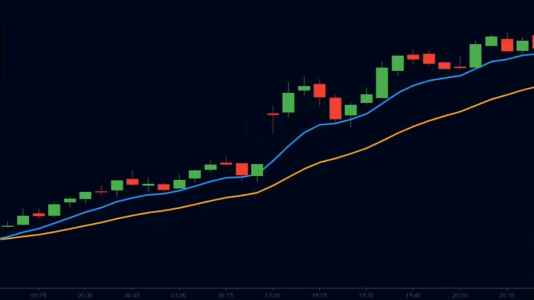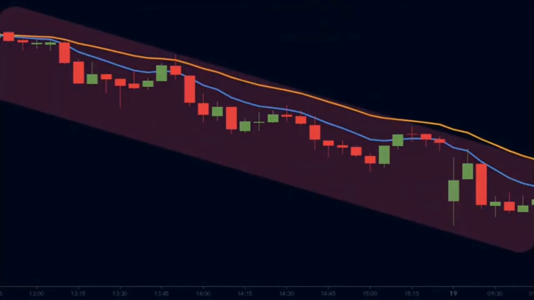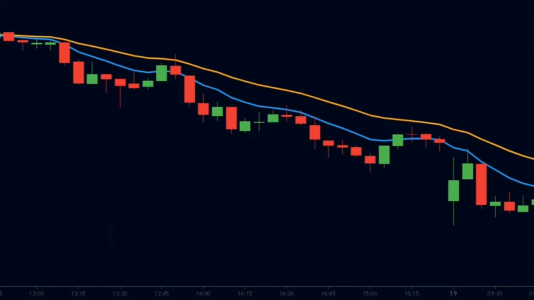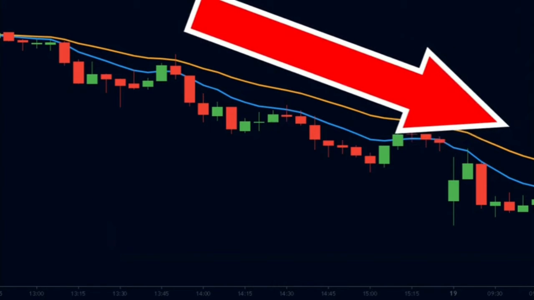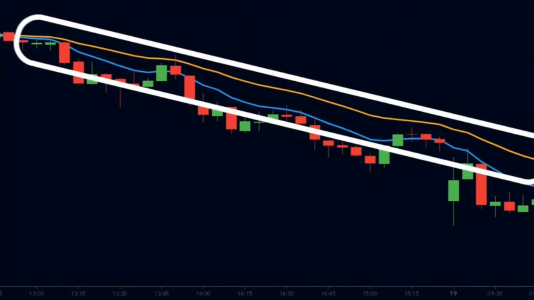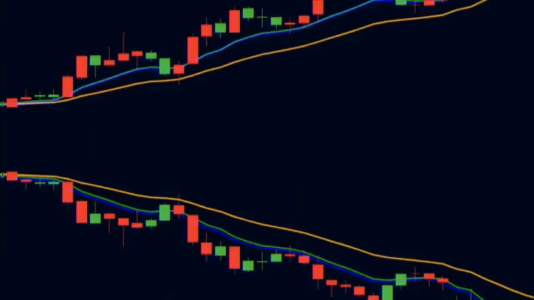For this chart, we can confirm that the price is in an uptrend and hence, we will only look for buying setups. In a downtrend, we can see that the price stays below the EMAs for most of the time. And the 9-period EMA stays below the 21-period EMA. Both of the moving averages are sloped downwards at an approximate 45-degree angle. The distance between the moving averages keeps on increasing as new candles are formed. Hence, we can confirm the price is in a downtrend, and we will only look for selling opportunities.